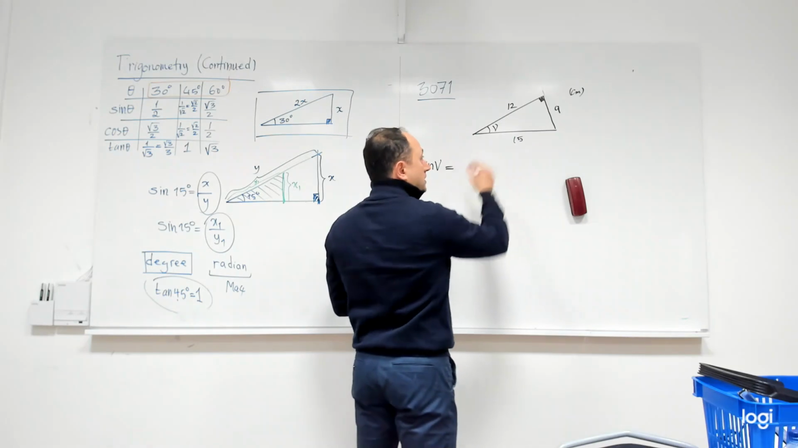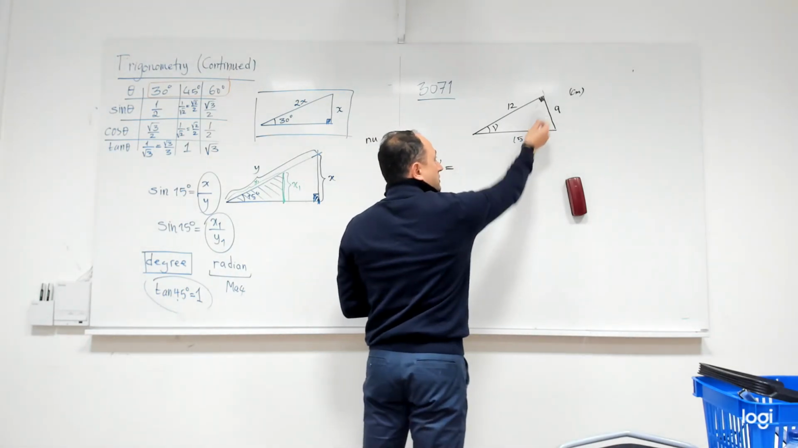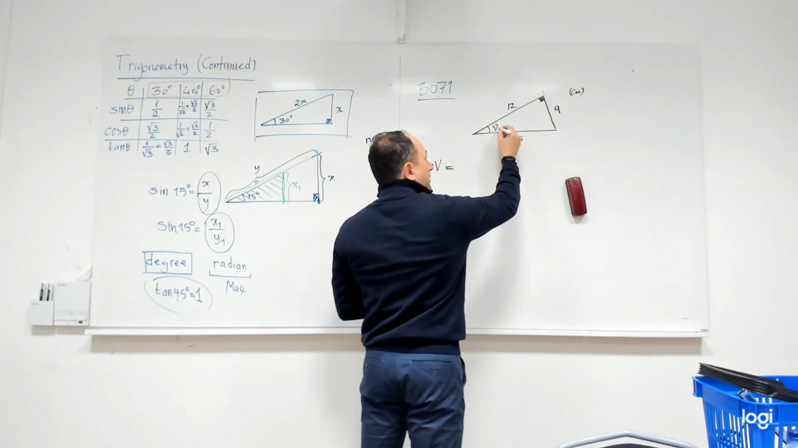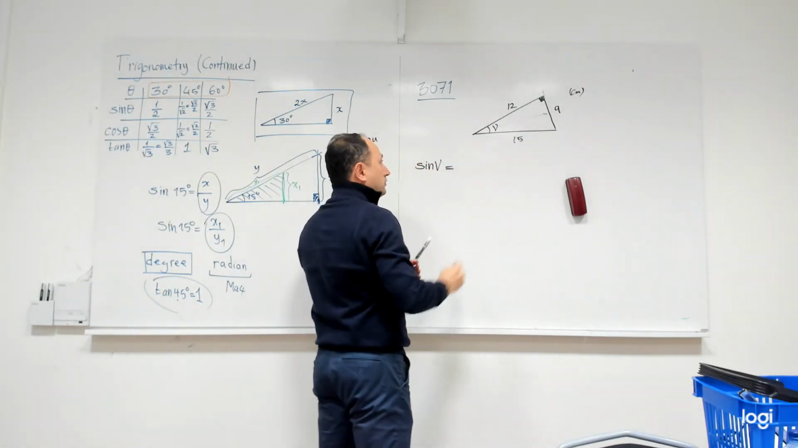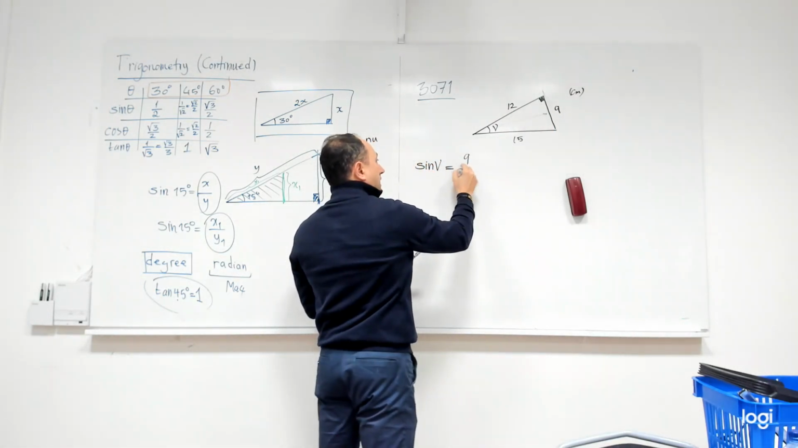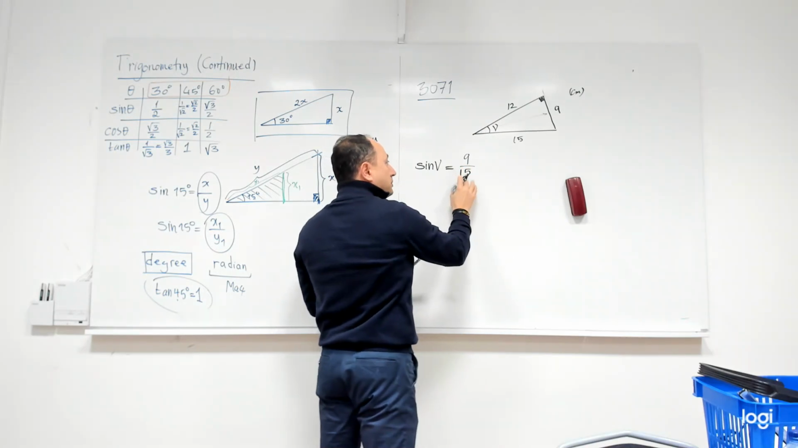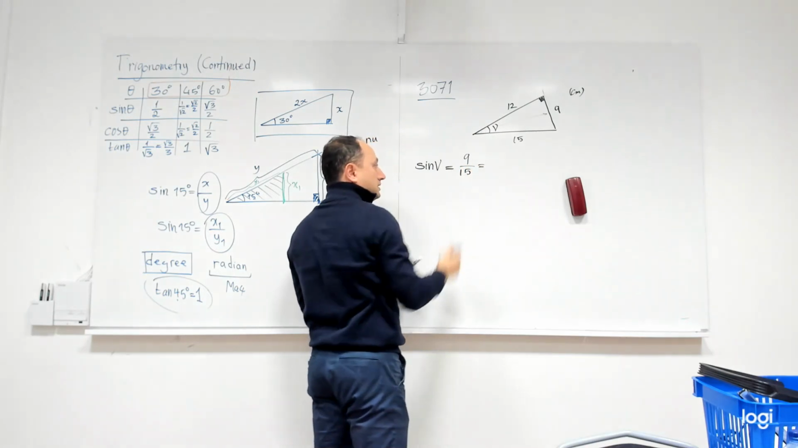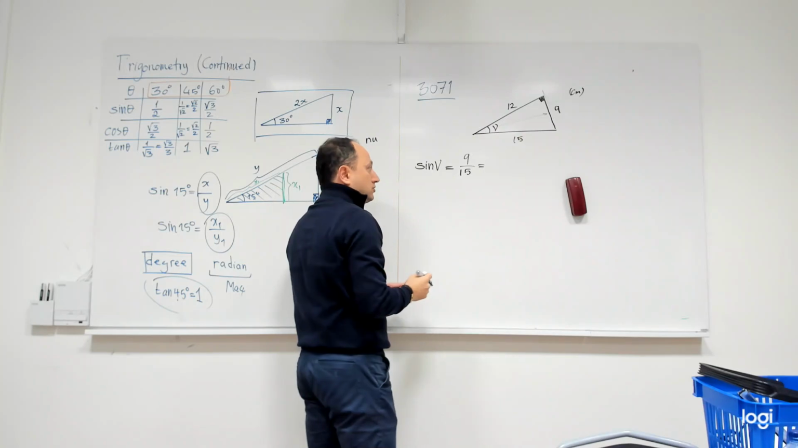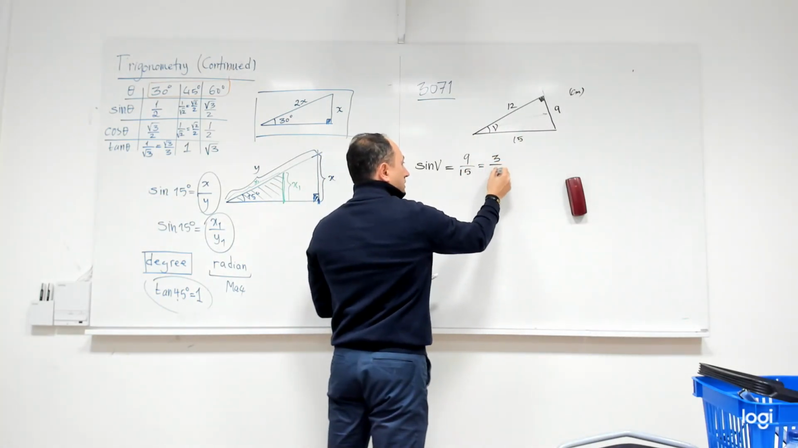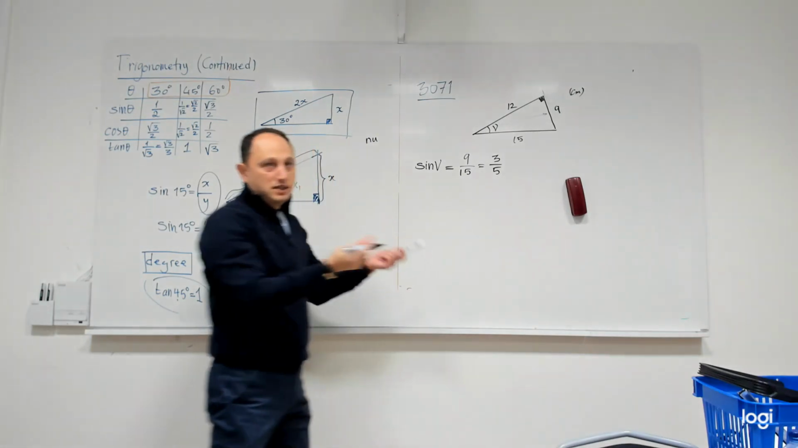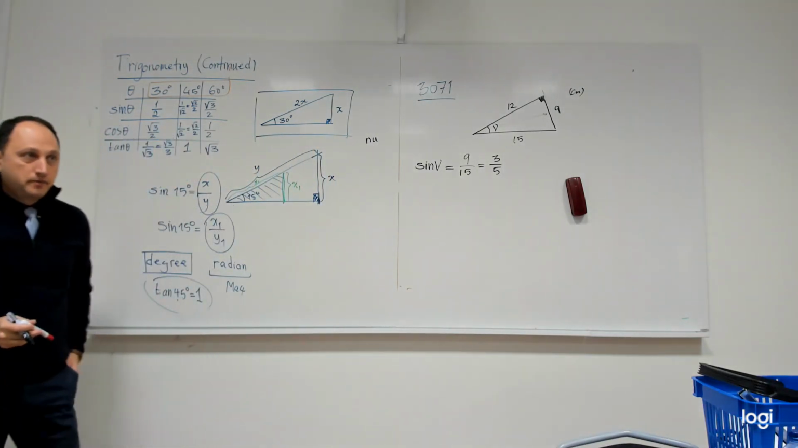But which one is the hypotenuse? 15. The one which is opposite to this. So this is your hypotenuse and the opposite one is this one. So the answer is 9 over 15. And I want you to just simplify it, but do not put it in decimal form unless I ask you to do it. So you divide by 3, it becomes 3 over 5. In this case, this is exactly 0.6.